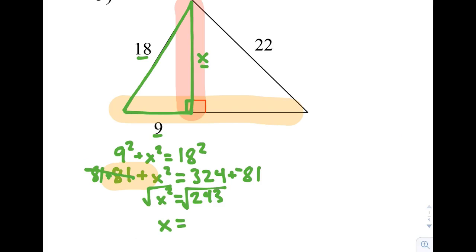X equals 15.6. Now, x happens to go right there in my picture. Did not want to erase that. 15.6. Now I actually know the height of this triangle. So that red thing I wanted to find, the height, I know it. It's 15.6. That's handy. Now I just got to get the base. I know that part of the base is 9, but that's not good enough. I need the whole base.